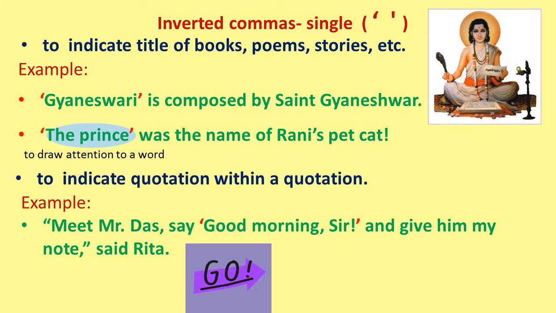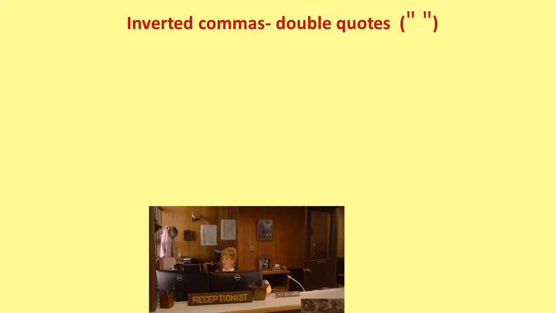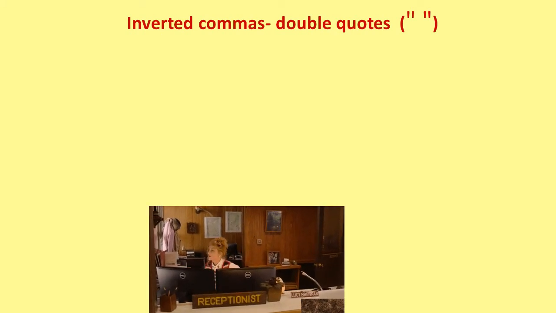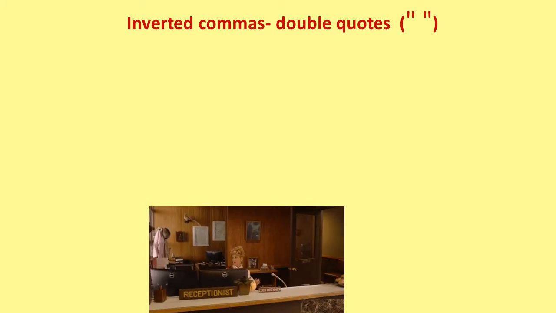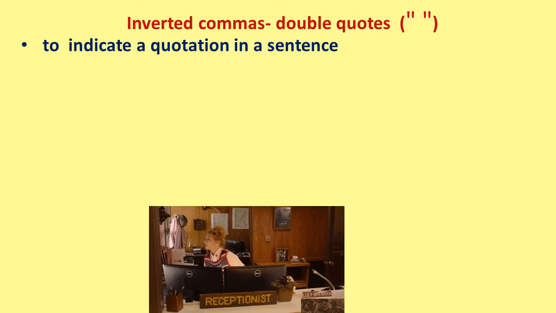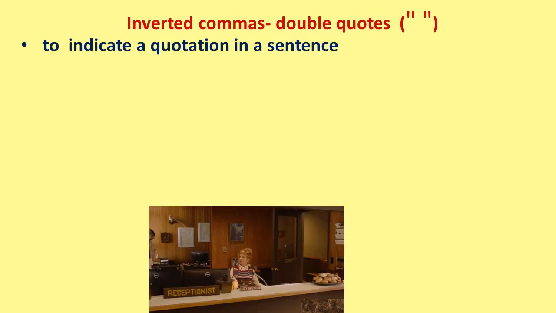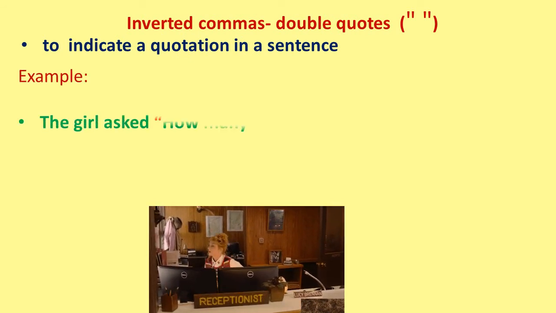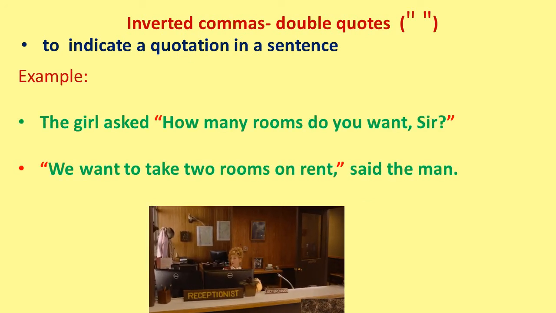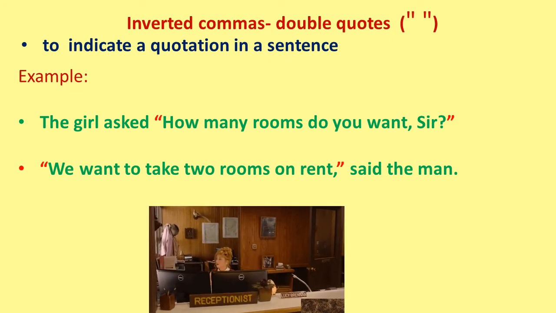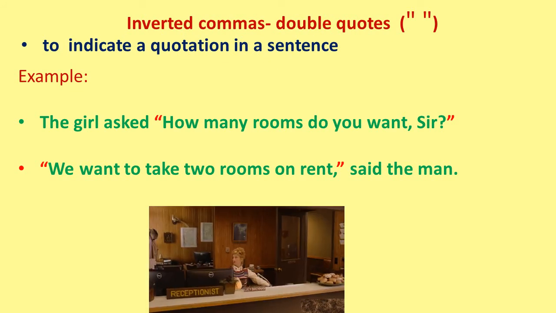Next, we have double inverted commas. Double quotes or double inverted commas are used to indicate a quotation in a sentence. It shows the exact words of the speaker. For example, the girl asked, "How many rooms do you want, sir?" "We want to take 2 rooms on rent," said the man.